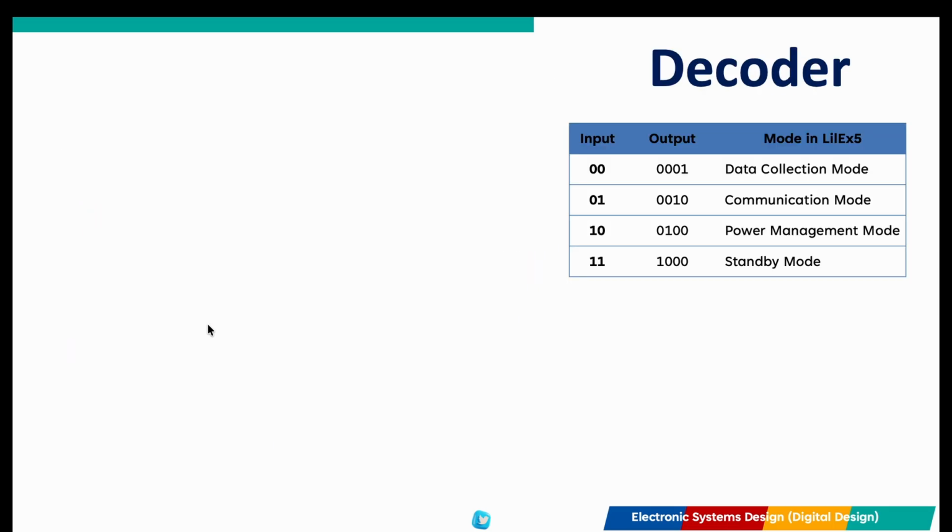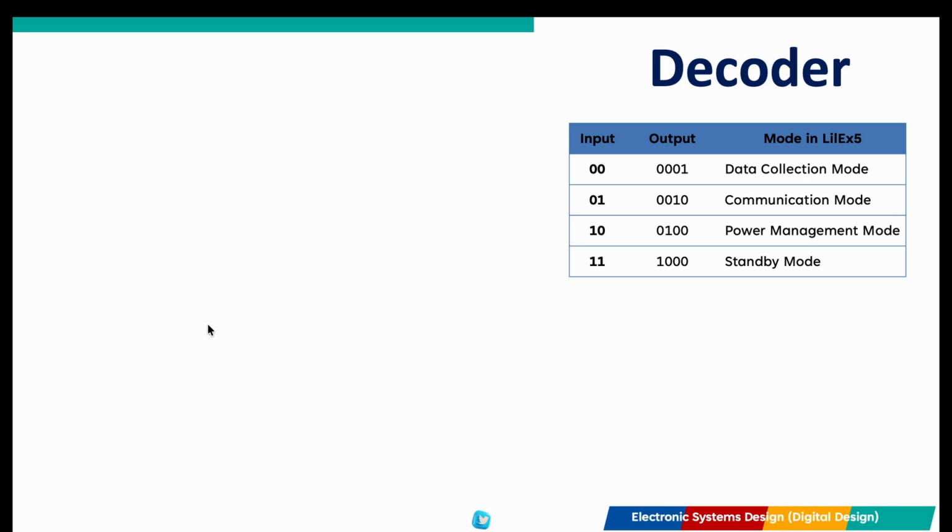Another example is the decoder. A decoder takes an n-bit binary code and activates one of its 2 to the power n unique output lines. It's the perfect tool for a system controller. In one of the labs that you will experience with the Lilex 5 project, we use this 2 to 4 decoder to switch between 4 operational modes.